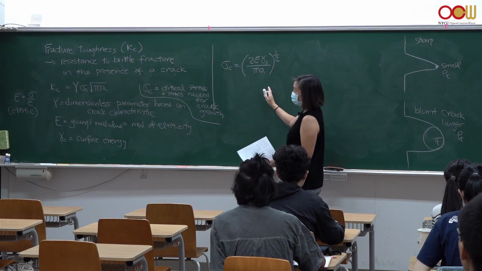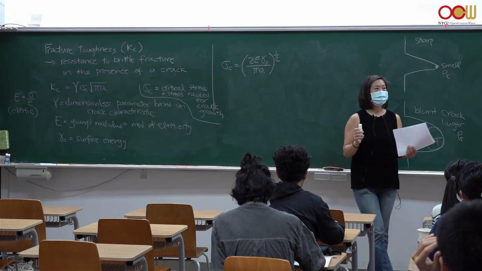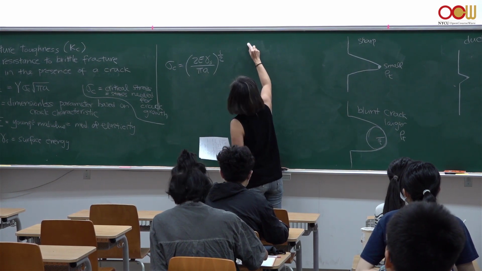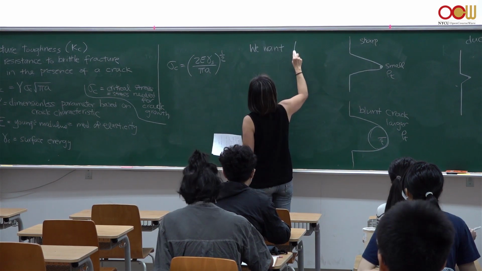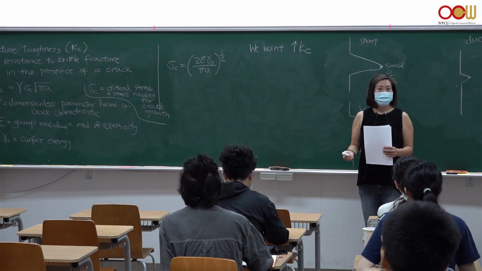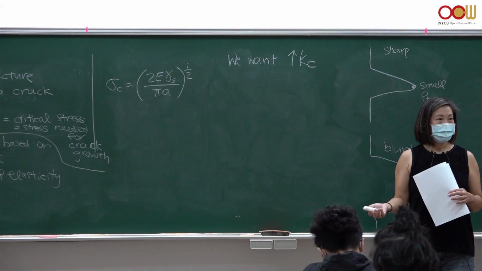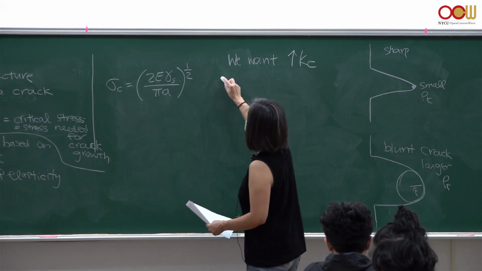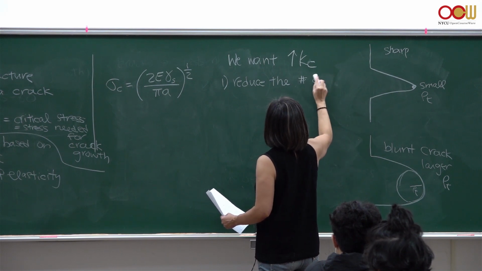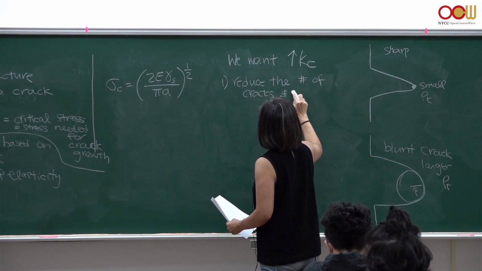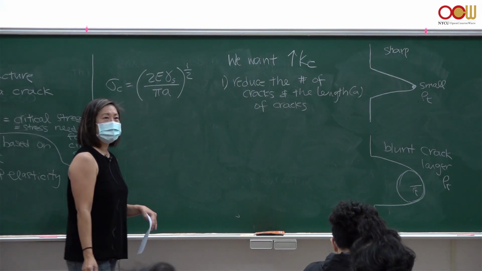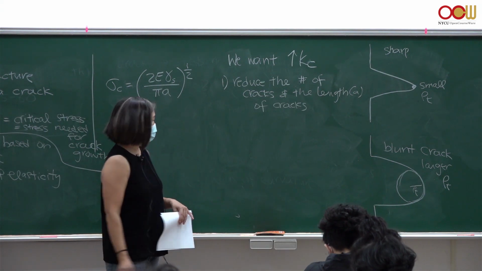So cracks are important. If we want to strengthen a material, increase the fracture toughness, if we want higher fracture toughness, we have two options. We could either get rid of cracks. Okay, so let's talk about that first. So we can reduce the number of cracks and the length of cracks. And this is actually something that's done with glass a lot.